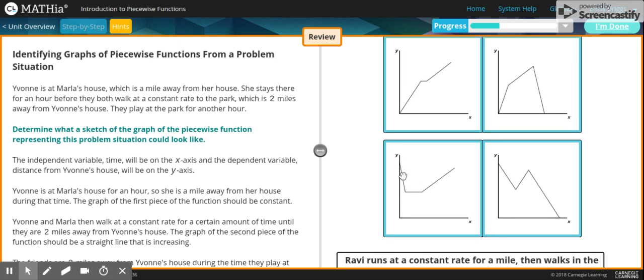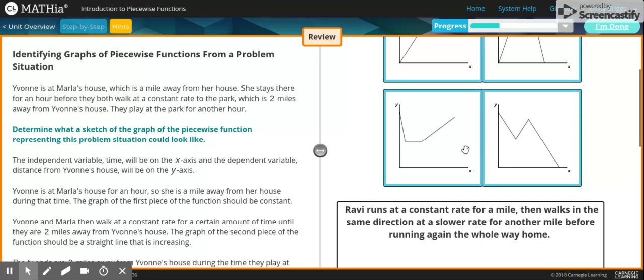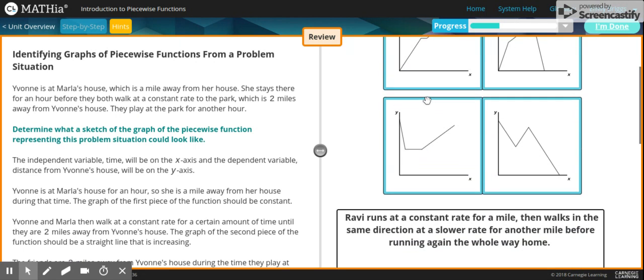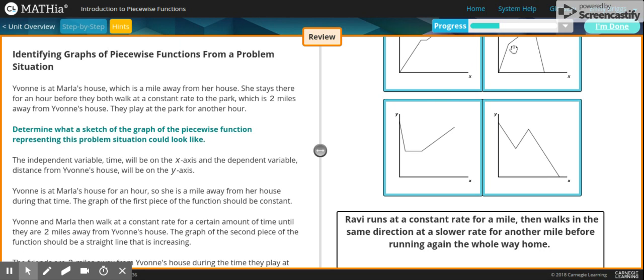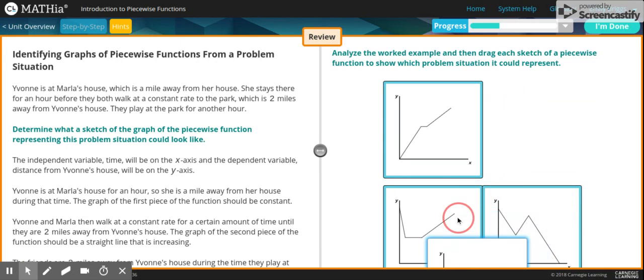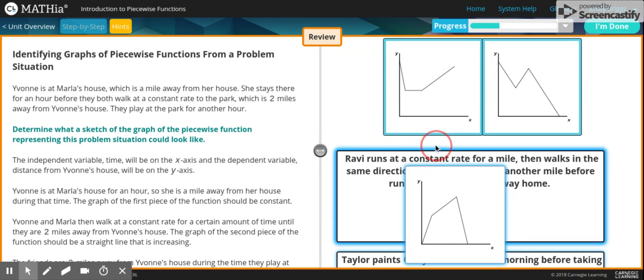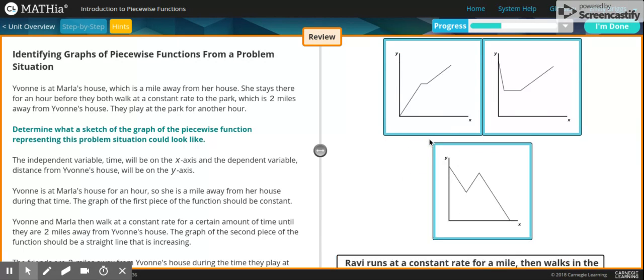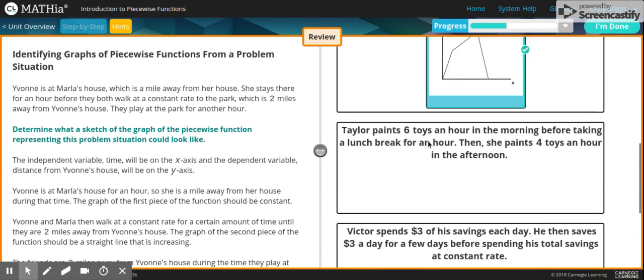So if we know that he's running, so he runs for a mile, he's going up, and then we have a gradual slope. I think that this one goes over here because he's running really fast and then he's walking, so it's not as steep of a slope, and then he runs home. And that was the correct answer.